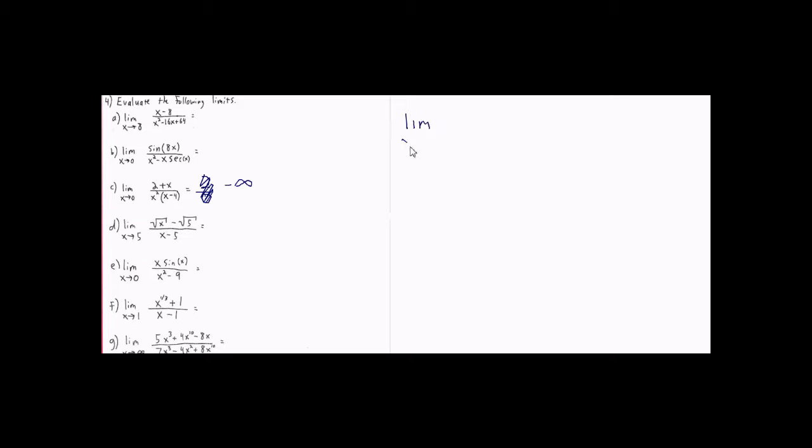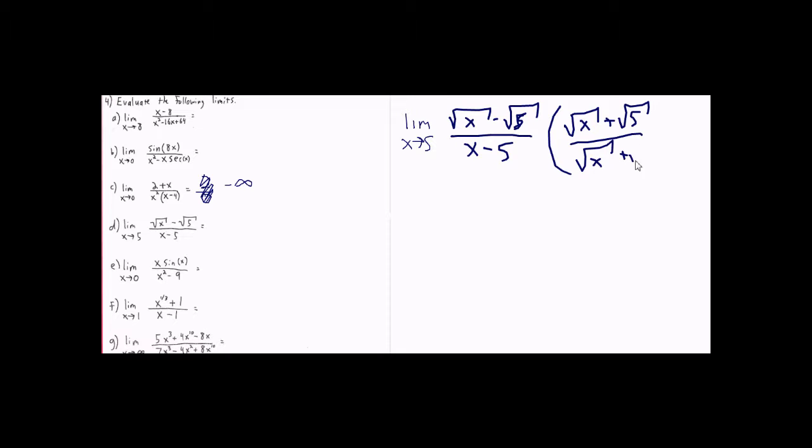So limit as x goes to 5 of root x minus root 5 over x minus 5. If you get 0 over 0, x minus 5 has to cancel out, we know that. And you see square roots, so you're going to multiply by the conjugate. This one's a gimme by this point. Root x plus root 5. There we go.